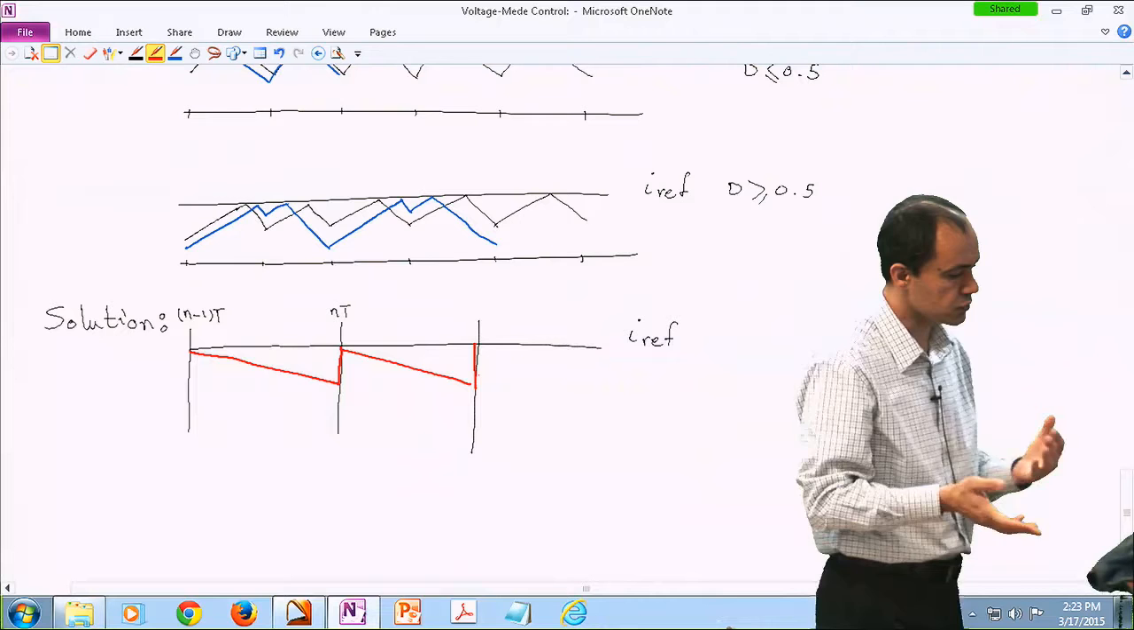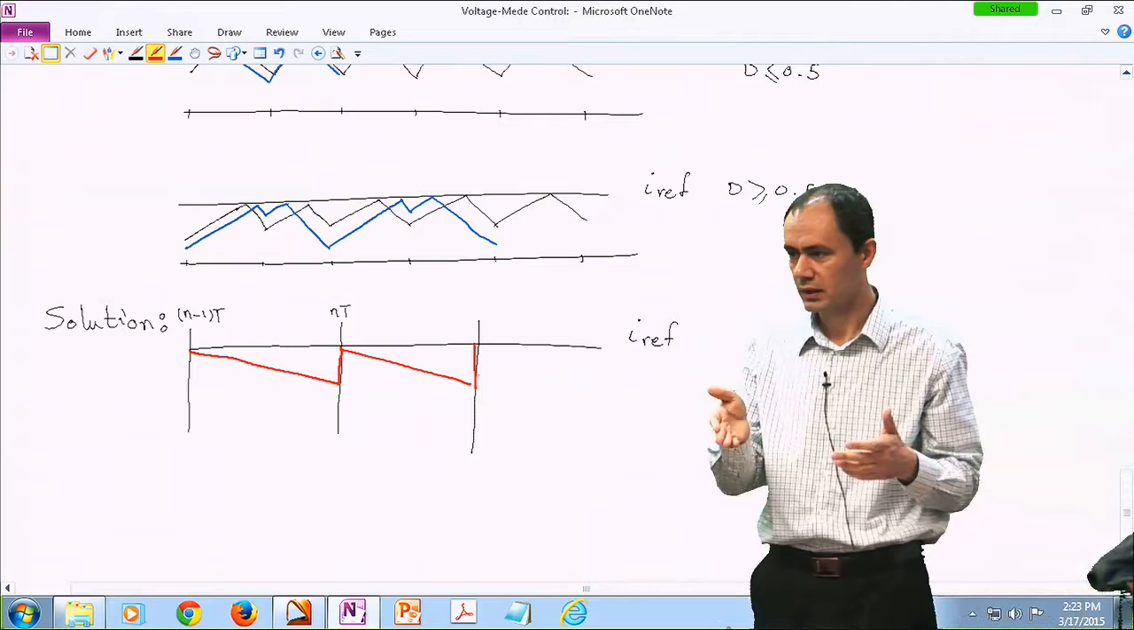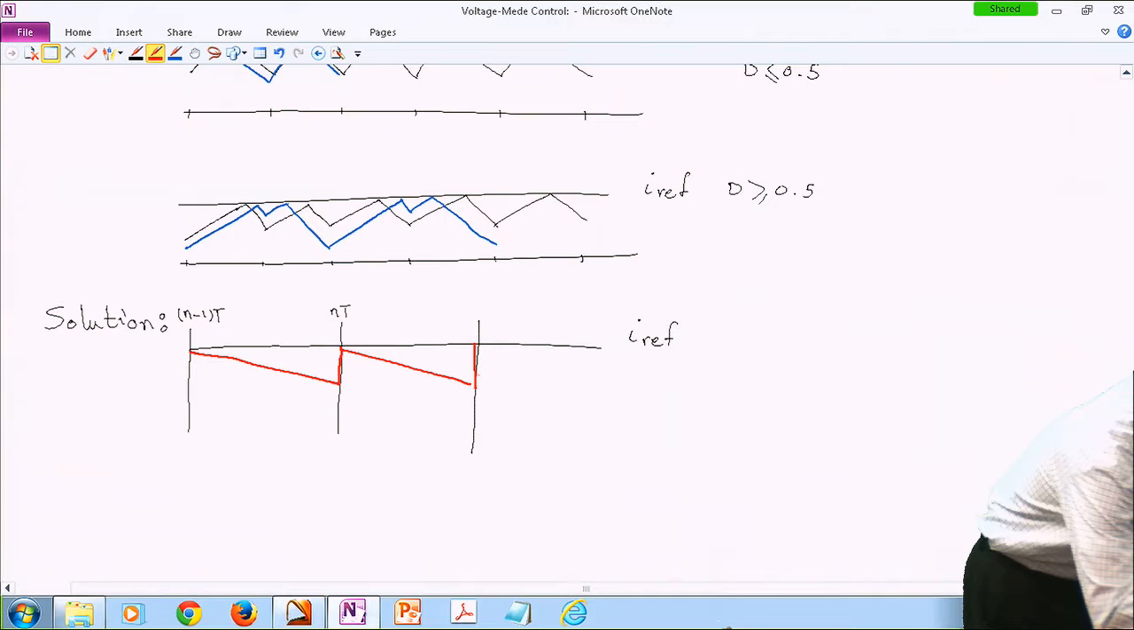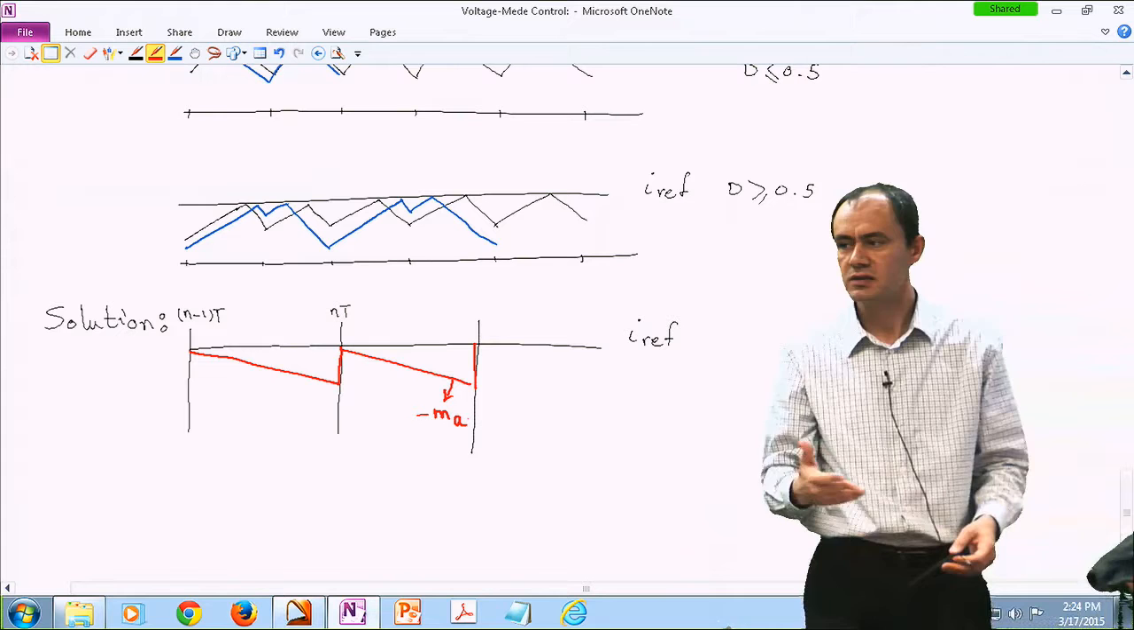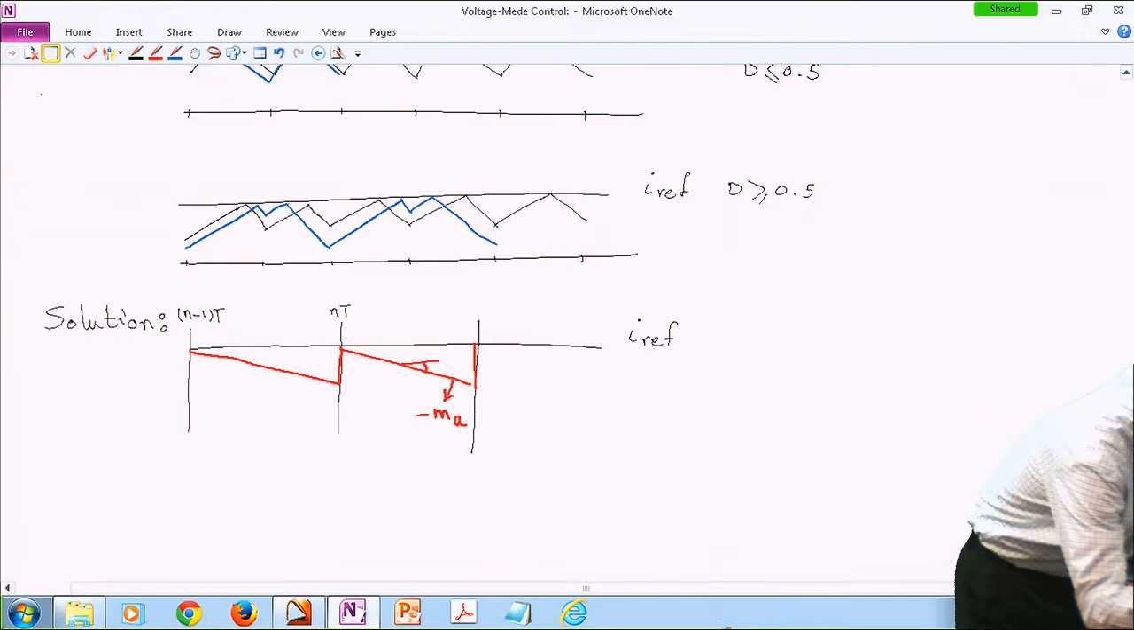So our ramp starts from zero, like the PWM thing, and then gradually ramps down, and at the end of the cycle we reset the ramp to zero again. So we're just going from zero to some peak value and then coming back to zero. This external ramp is sometimes called the auxiliary ramp, and the slope is considered to be negative, obviously, of M_A. M stands for ramp, I don't know why, but A is the auxiliary, basically. So it's basically this slope over here. All right. And now let's look at the inductor current.